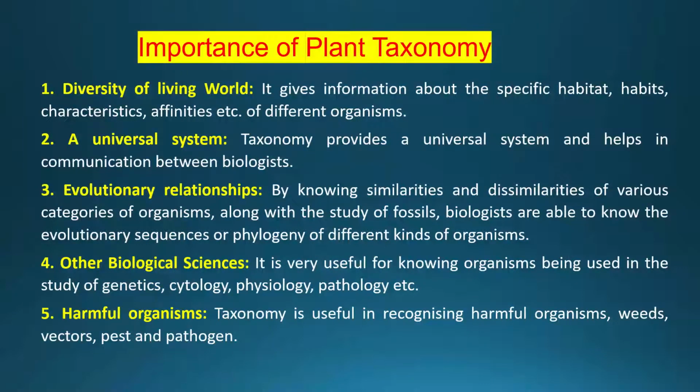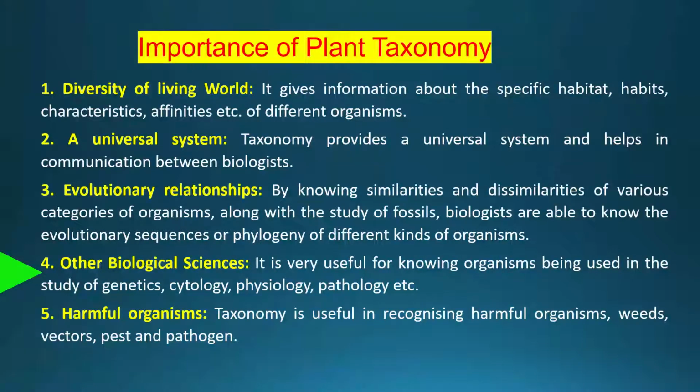Importance of plant taxonomy. What is the importance of plant taxonomy? Number one, diversity of living world. It gives information about the specific habitat, habits, characteristics, affinities, etc. of different organisms. Next one is a universal system. Taxonomy provides a universal system and helps in communication between biologists. Third one is evolutionary relations. By knowing similarities and dissimilarities of various categories of organisms, along with the study of fossils, biologists are able to know the evolutionary sequences or phylogeny of different kinds of organisms.